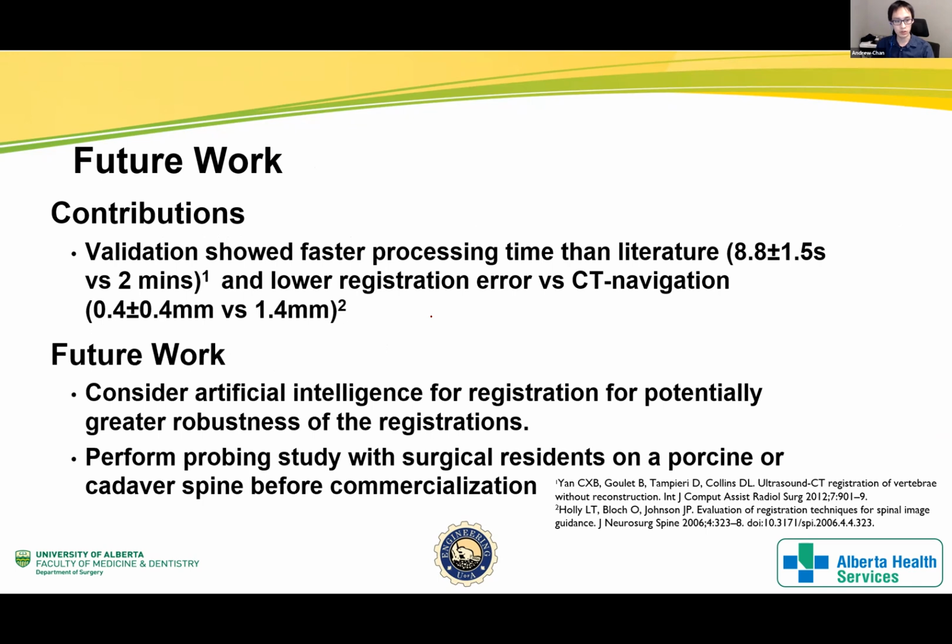But in the future, we certainly want to increase the robustness of our registration. So we'd want to use artificial intelligence to pre-align these vertebrae more robustly. And secondly, certainly we want to do a probing study with surgical residents on either a porcine spine or a cadaver spine before we try to move forward to commercialization.